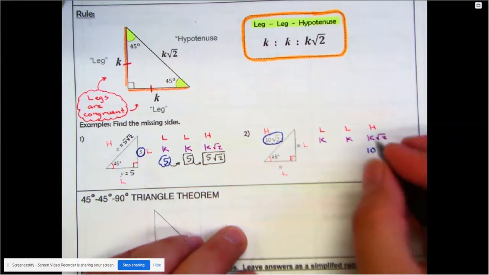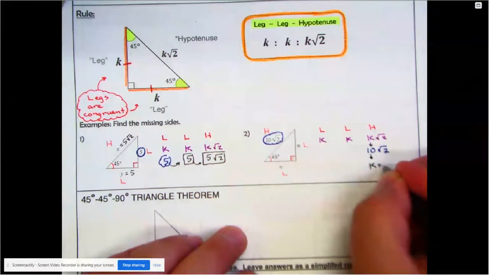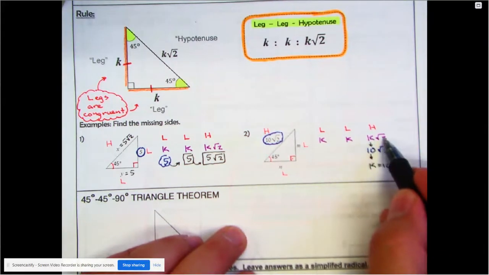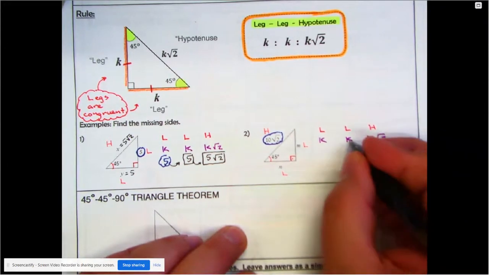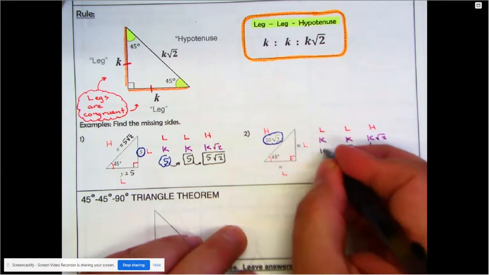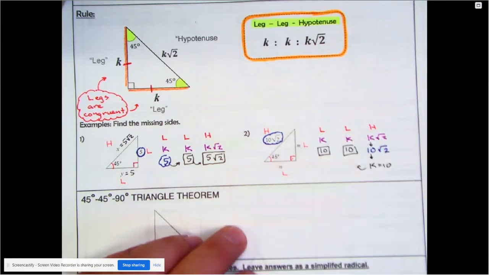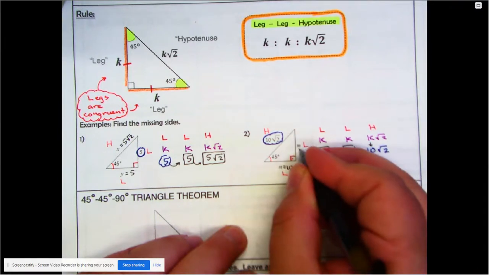Check this out. My K is 10, right? K is whatever's next to the radical 2. So then it has to be the 10, which now means here's a K, I put a 10. Here's a K, I put a 10. And just like that, we have our two missing sides, 10 and 10.